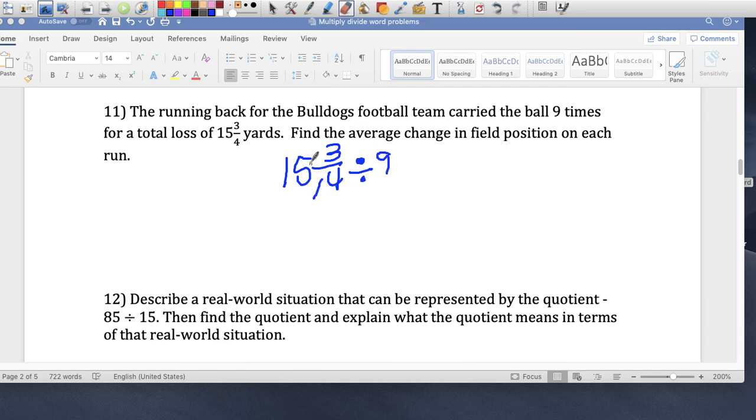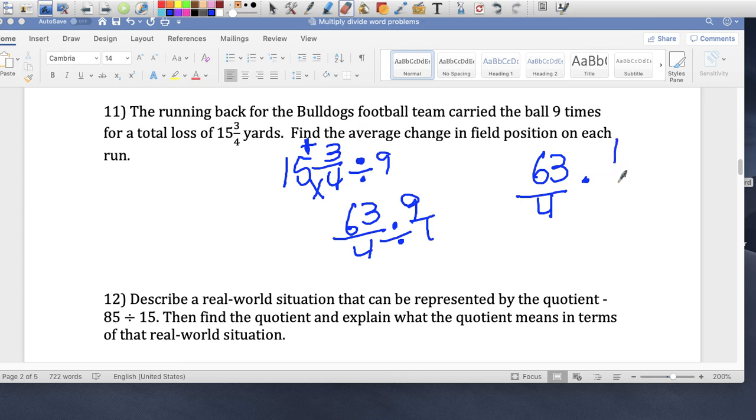I'm going to change this: 4 times 15 is 60, plus 3, which is 63 over 4, divided by 9. We're going to change this, right? So we're going to keep the first fraction. We're going to change the division to multiplication. And the 9, I'm going to put it over 1. It's going to become 1 over 9. Can I simplify anything?